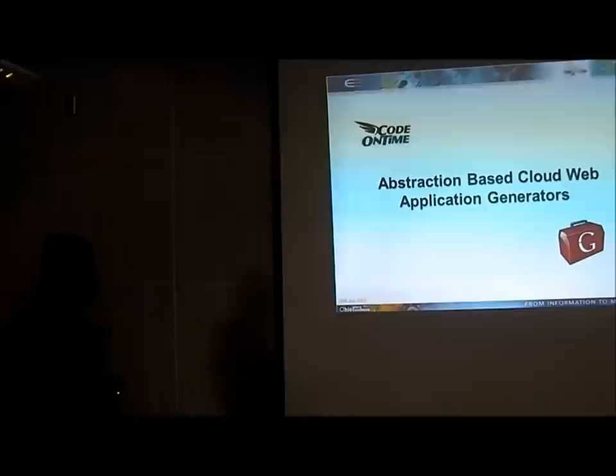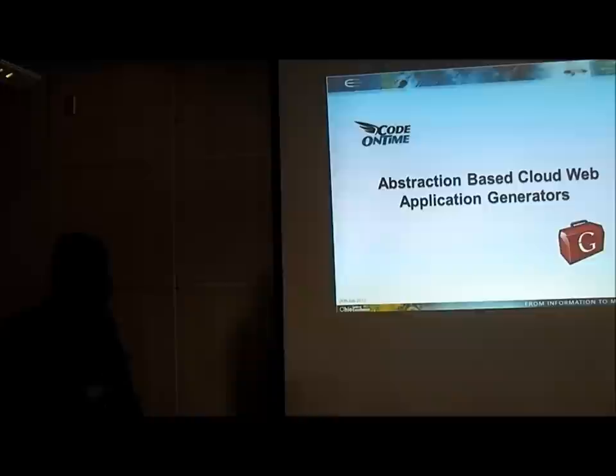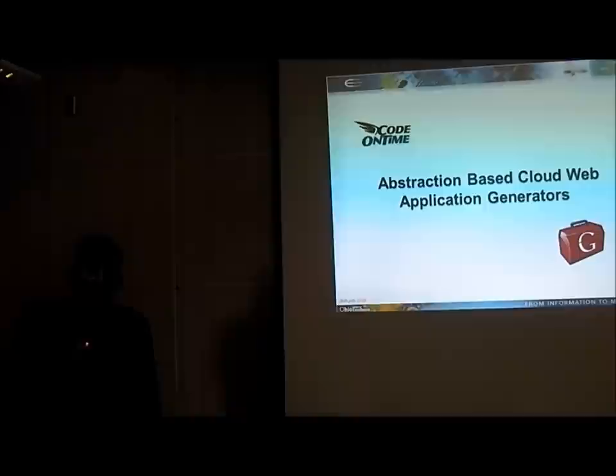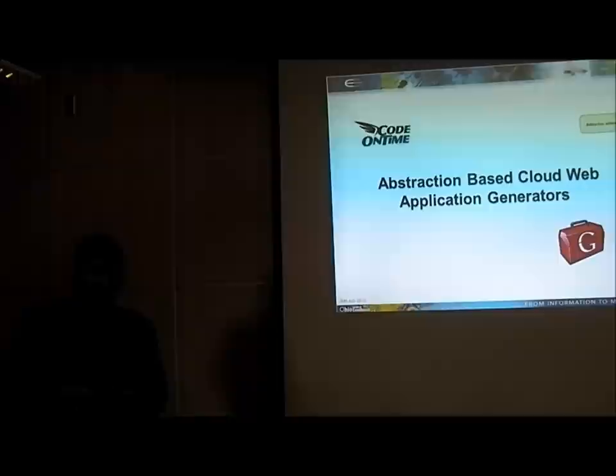Then there are application generators for web. If you've seen this one, this is Google Web Toolkit. Google Web Toolkit is a Java-based app generator that generates web apps. So you can write Java code, and it generates an HTML JavaScript-based front-end plus a servlet-based backend. And similarly, Code on Time is an Azure .NET-based app generator. And they basically generate web apps.